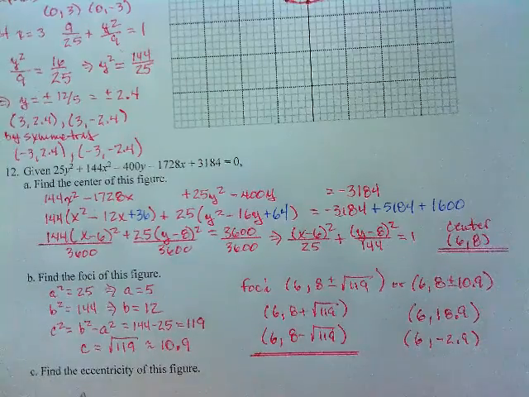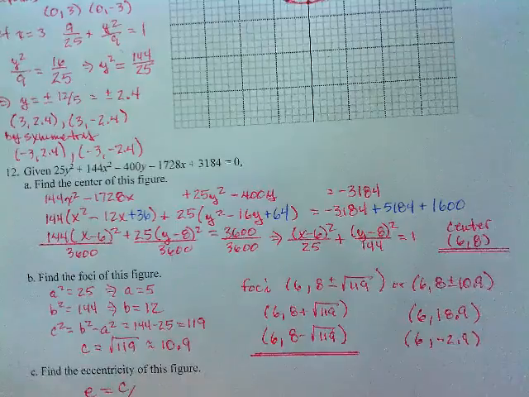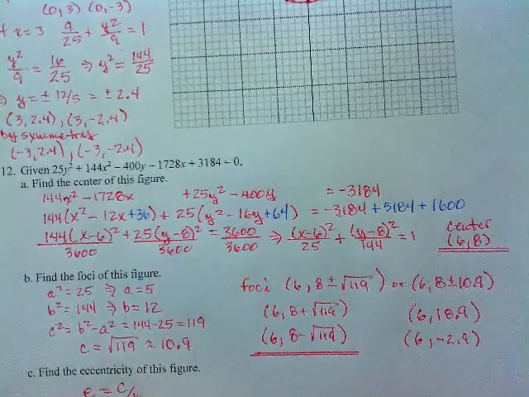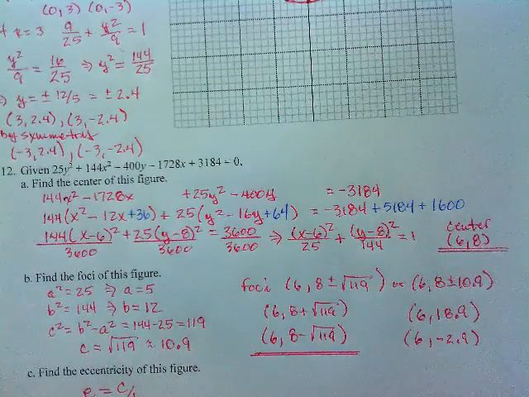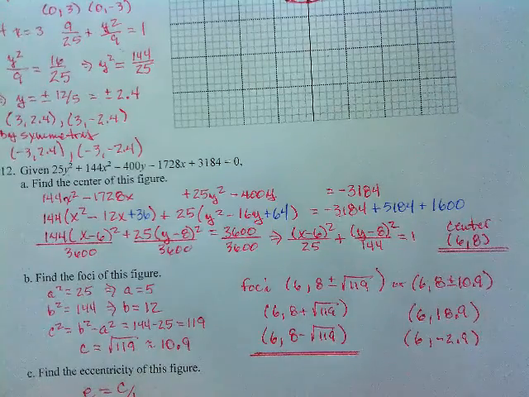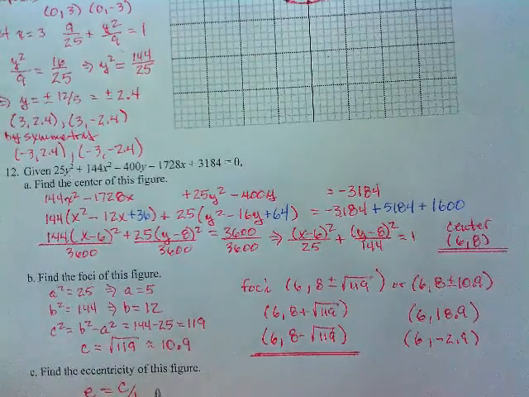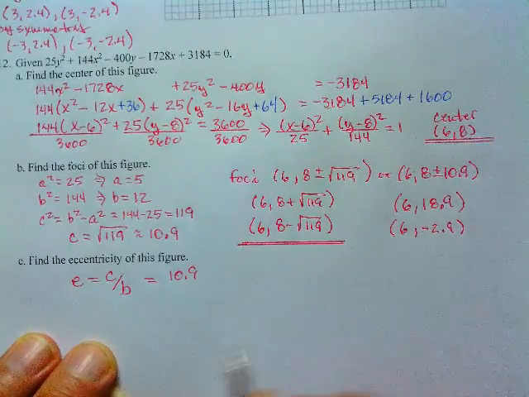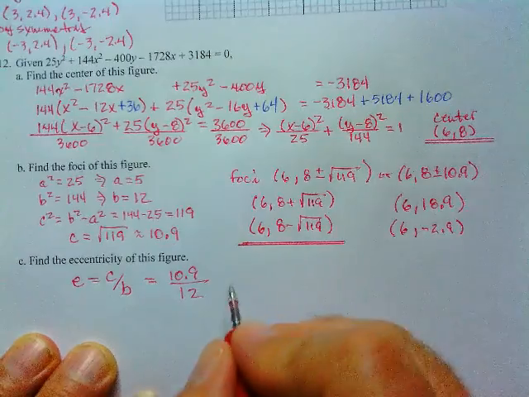Alright, so now we want the eccentricity. It is c, in this case, over b. The book tends to say c over a all the time, but then it switches a and b depending on which one is the major axis. I like always leaving the a's underneath the x squared and the b's underneath the y squared, and just changing the eccentricity equation just a bit. And so basically this is going to end up as 10.9 over 12.